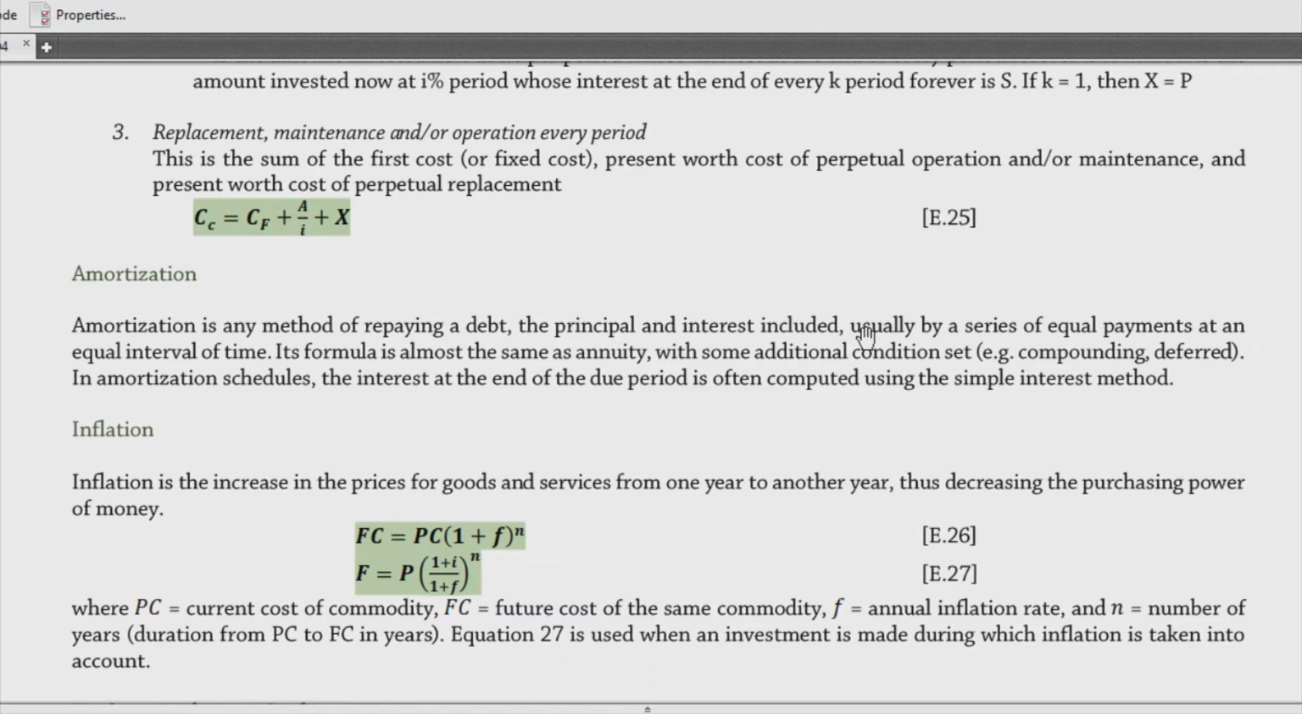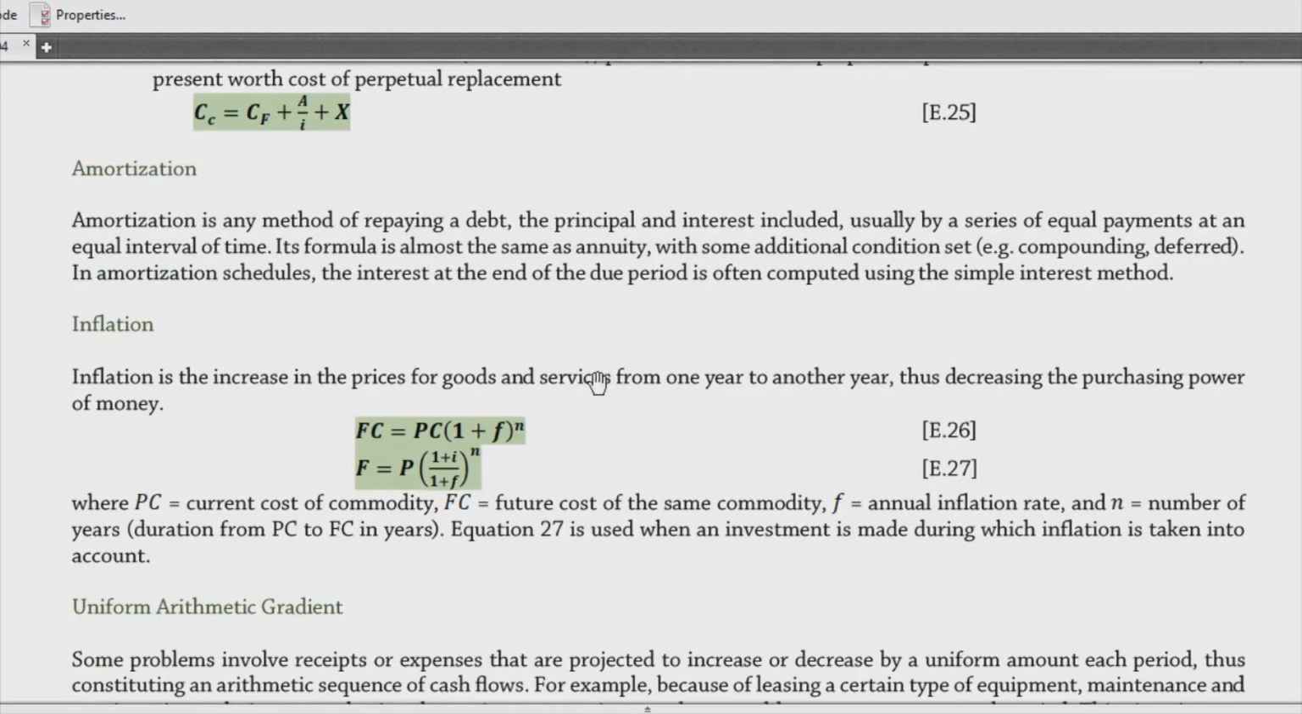So, pwedeng maging ganun yung agreement nyo, and then with that agreement, you create amortization schedules so that you can see kung ano ba yung nangyayari sa binabayad mo. And basically, it's just this annuity na medyo nagkaroon tayo ng modification. Yun lang talaga yung amortization.